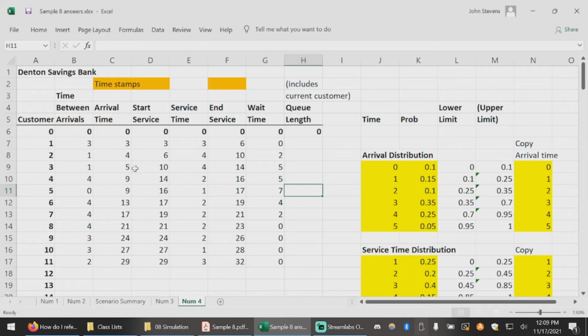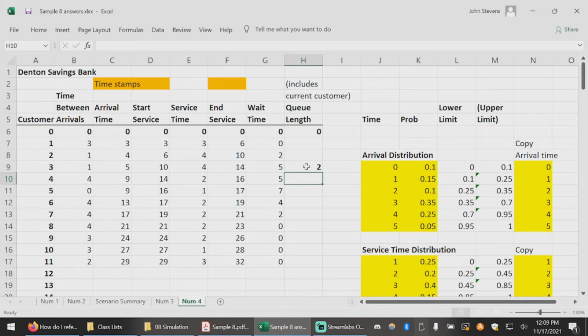So if I look, for example, at row 9, customer number 3. They arrive at minute 5, but they have to wait quite a bit, right? Because when they arrive, the previous customer hasn't even started their service yet, because their service only starts at minute 6. The customer before them has already started. So the queue length in this case is 2.